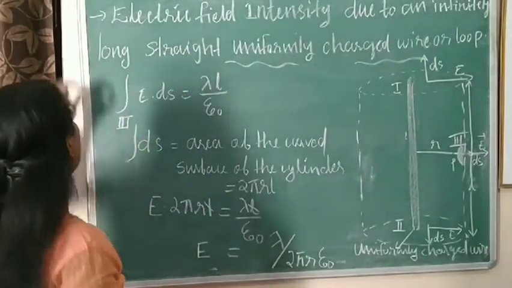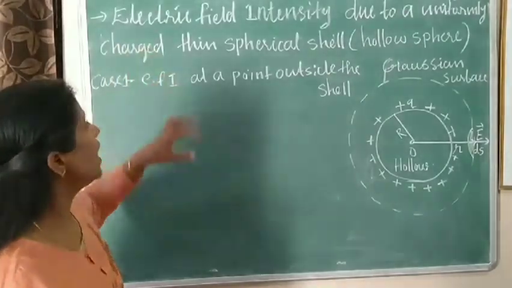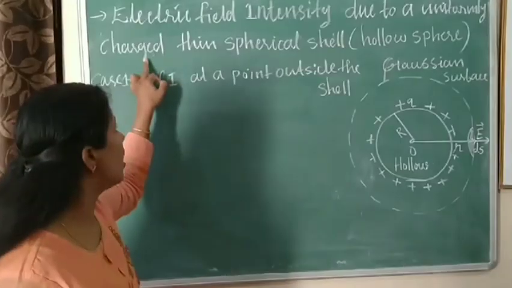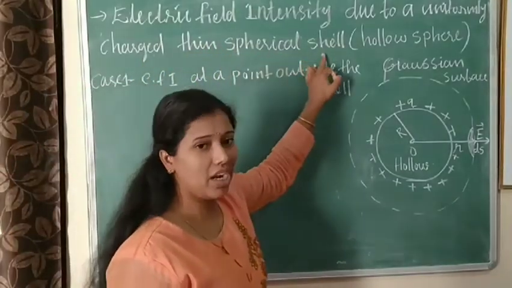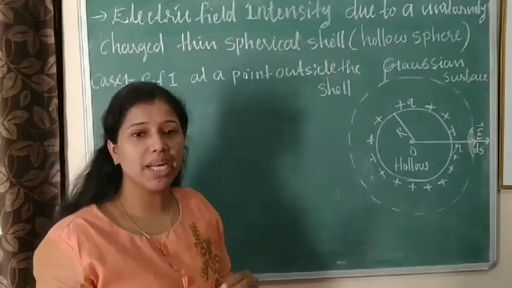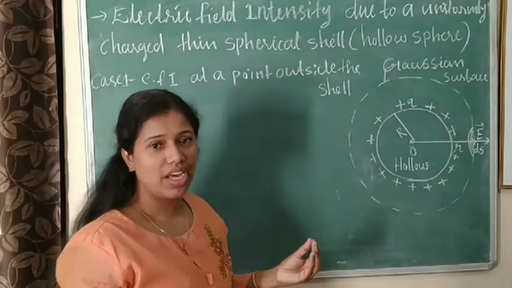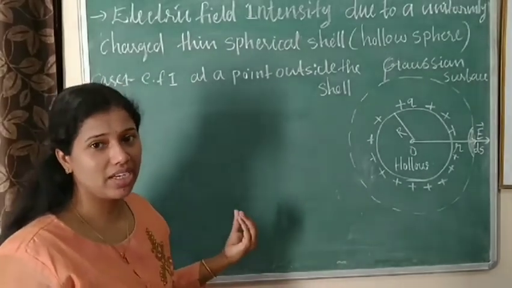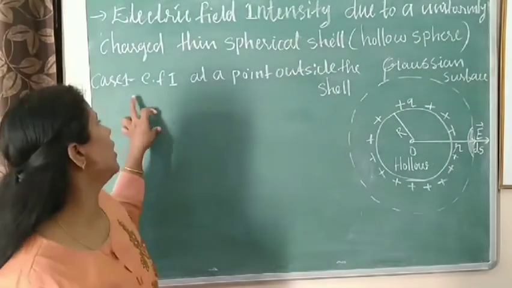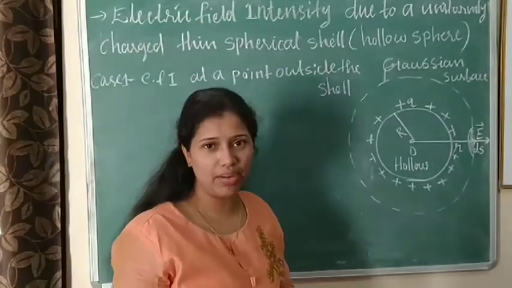Next, the last case: electric field intensity due to a uniformly charged thin spherical shell or hollow sphere. Gauss theorem, third application, in the case of a spherical shell. Again we have to divide it into three parts. First is case 1: electric field intensity at a point outside the shell.